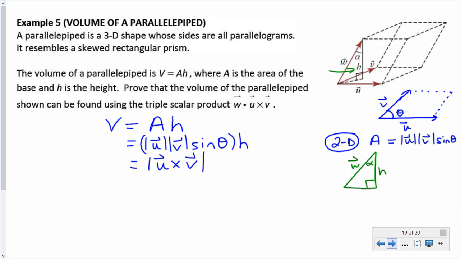Good. So cos alpha would be H over the magnitude of W, or H is the magnitude of W cos alpha. Does that make sense? I can replace H with magnitude of W cos alpha. Is this kind of looking like dot product right now? Everyone kind of see this?